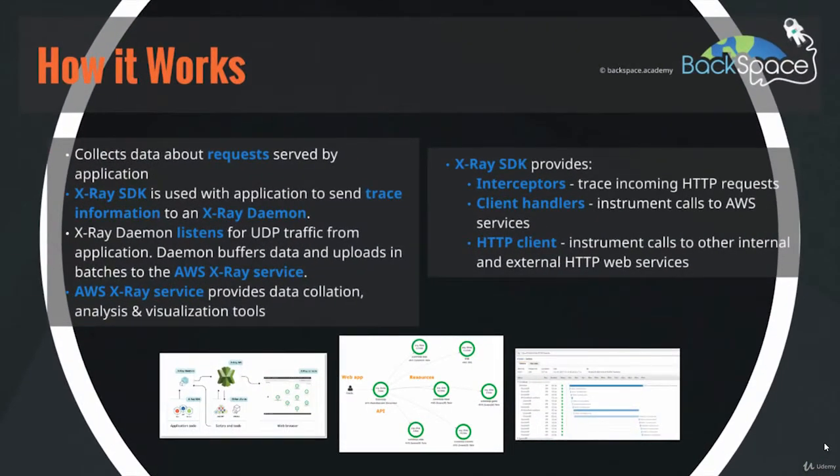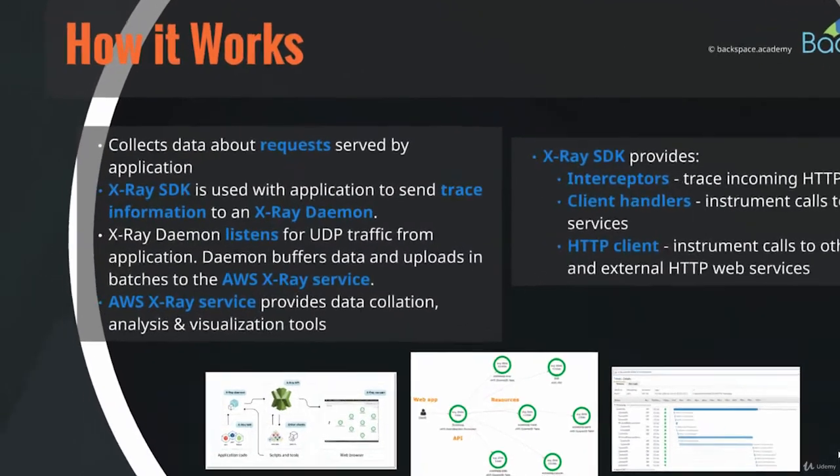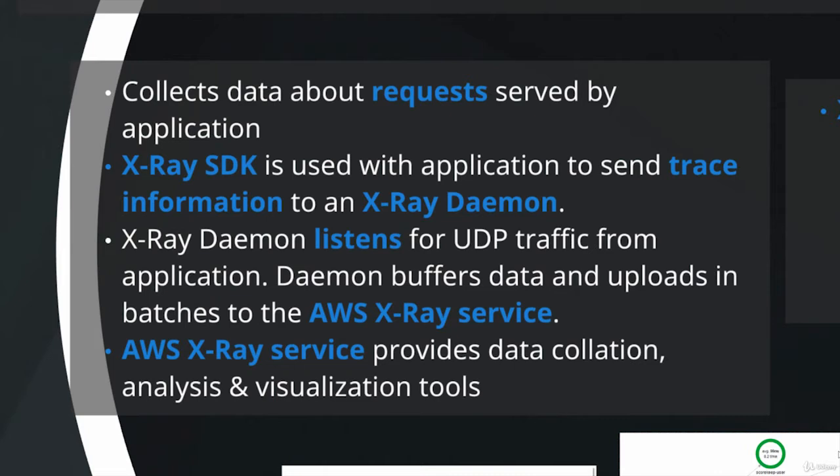The AWS X-Ray service will collect data about requests that are served by your application. And you can look at that data to provide very fine-grained detail around the performance of your application. It consists of a software development kit, a daemon, and the actual X-Ray console or X-Ray service. Now, the X-Ray software development kit, you need to include that with your application, and that will send trace information to an X-Ray daemon that will receive that information.